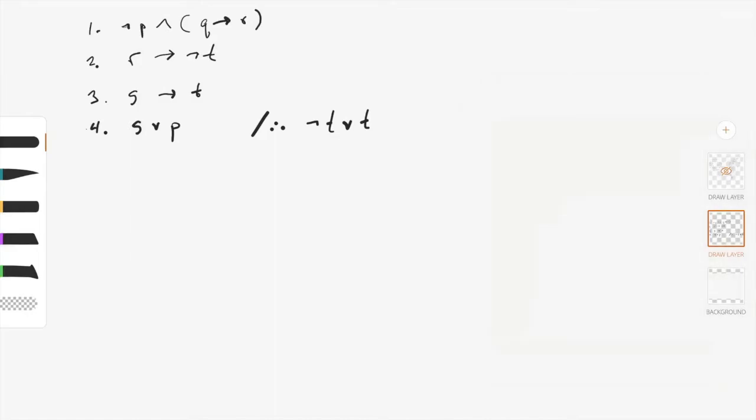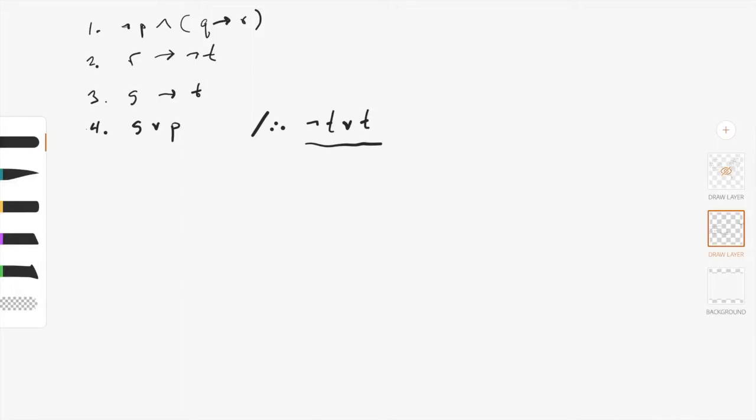All right, now let's have a look at another proof. This is a slightly more involved proof. So look what we have. We have, it's not the case that P and Q implies R. Line 2, R implies not T. Line 3, S implies T. And on line 4, we have S or P. And the conclusion we're after is kind of a strange looking not T or T. So that's what we're after, not T or T.